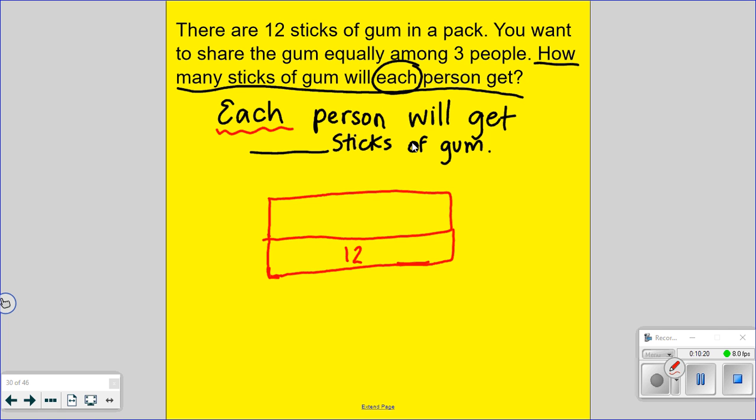Now I have to share. There's that word share that's telling me I need to be making some groups. How many people am I trying to share with in this problem? Cole? 3. So in that top bar, I'm going to make 3 boxes. Penelope, why did I make 3 boxes? Those are my 3 people.